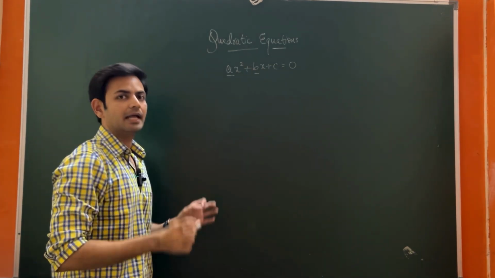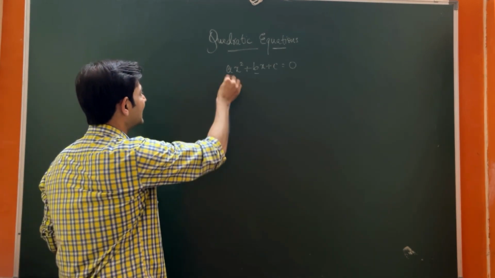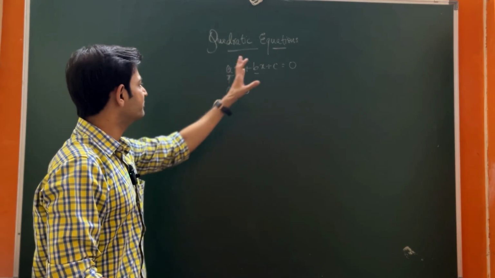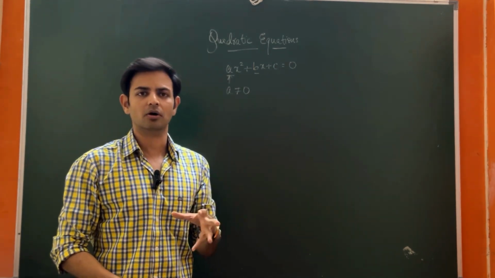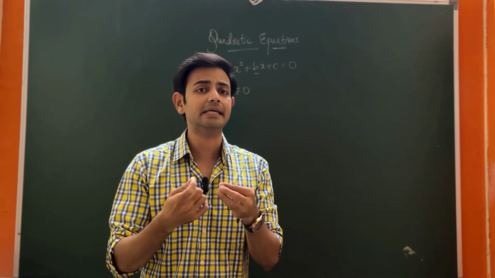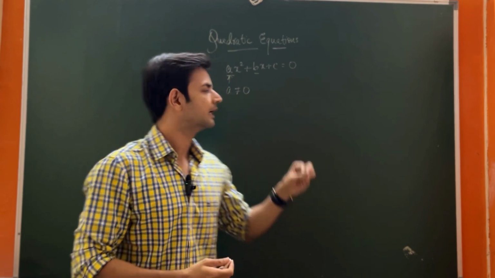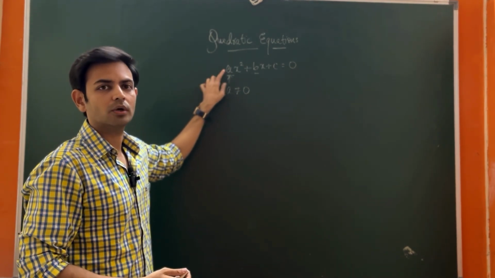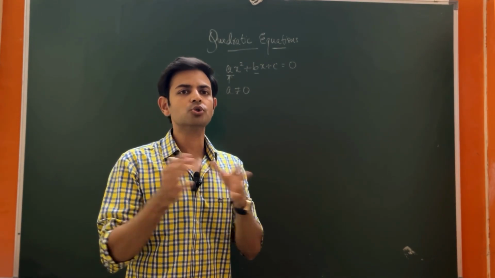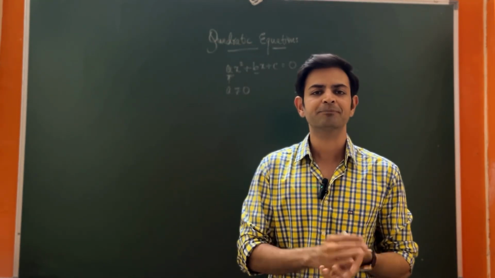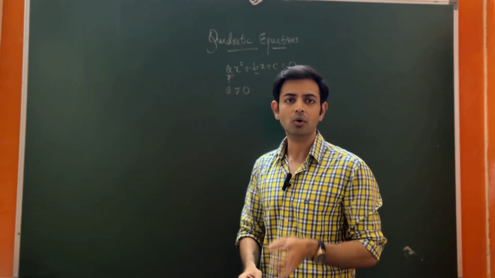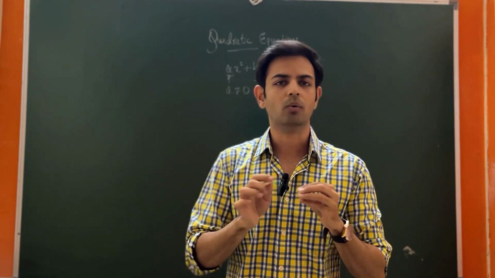is the constant. It is very important that this a cannot be equal to 0. If b is 0 or c is 0, it's okay, because a quadratic equation means the maximum power, or the degree of the equation, has to be 2. The moment a becomes 0, it is no more a quadratic equation, it will become a linear equation. So usually in exams, in MCQs, you can get questions where a is equal to 0. In that case, it is not a quadratic equation.